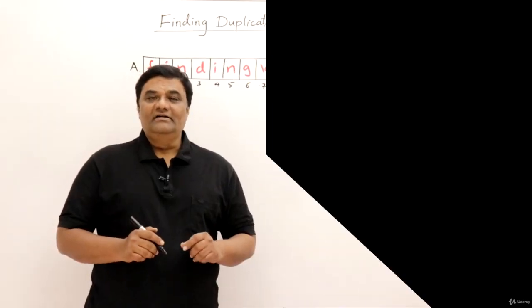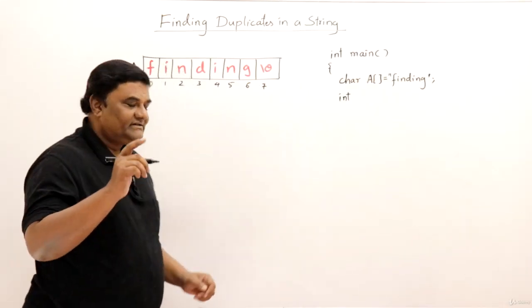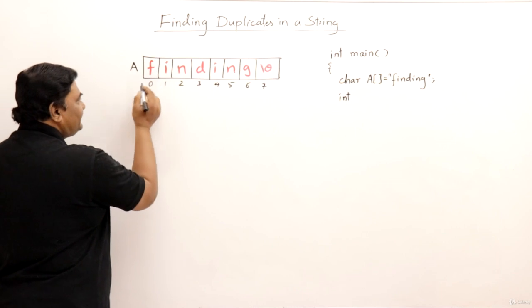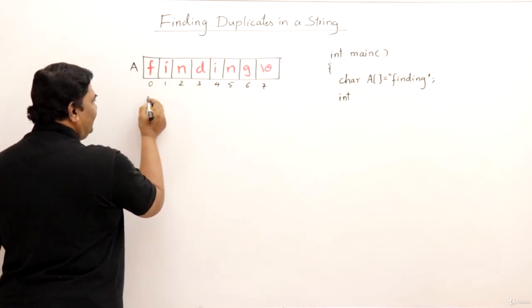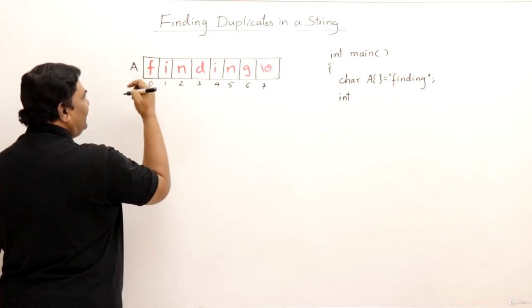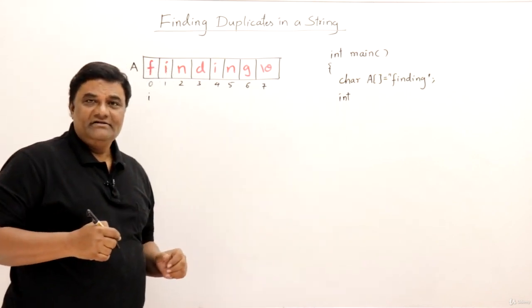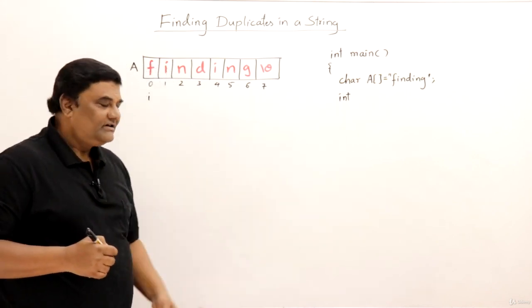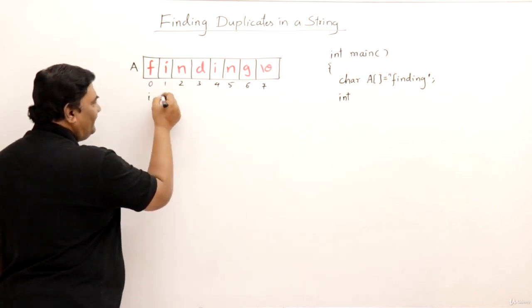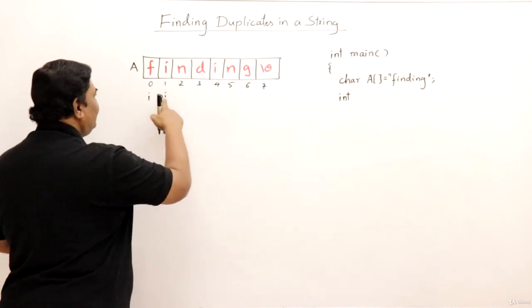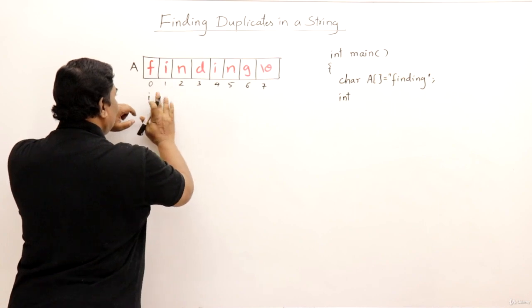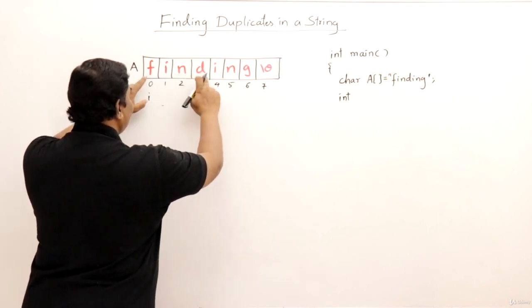Let us see comparing an alphabet with the rest of the alphabets. So the procedure is, we will start scanning the string from left hand side. Let us start from here. First, F. Now we have to check, is there any other F inside the string? If so, we have to count it. So we can take the help of a J counter and start checking. Is it F? No. Next character, is it F? No. Is it F? No.